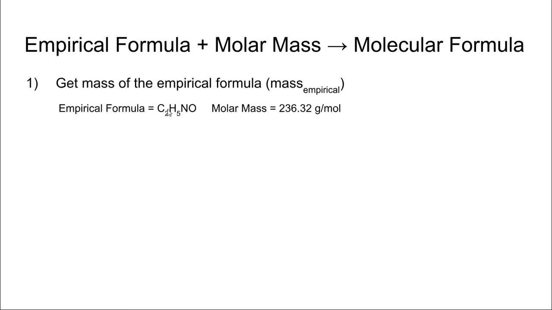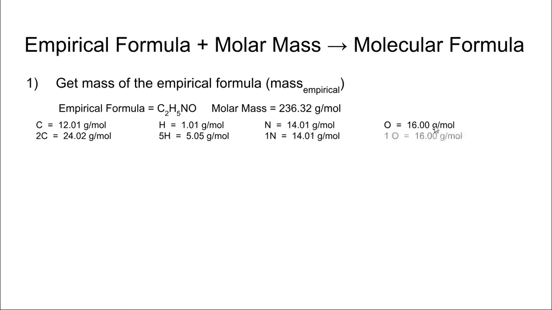So for this example, let's say we have an empirical formula of C2H5NO, and we know our total molar mass. Well, I'm going to start by getting the mass of that empirical formula. So look at the molar mass of each of the elements, and then multiply that by how much of that element is there. So I have 2 carbons, I got 5 hydrogens, here's the molar mass of nitrogen, I only got 1 of those, and I only have 1 oxygen. Well, I can add all these numbers up, and bam, I have the mass of my empirical formula.